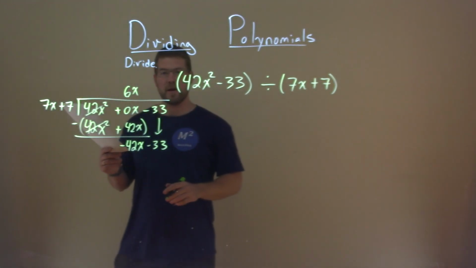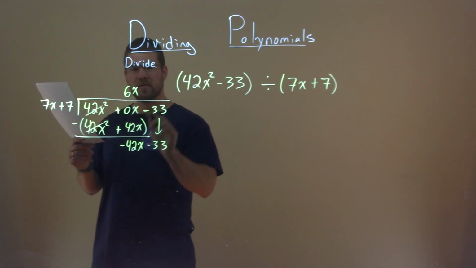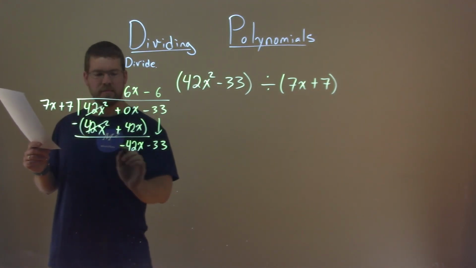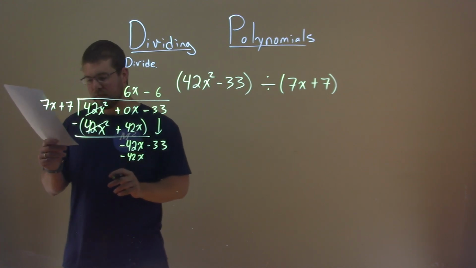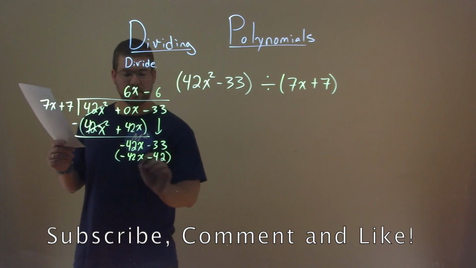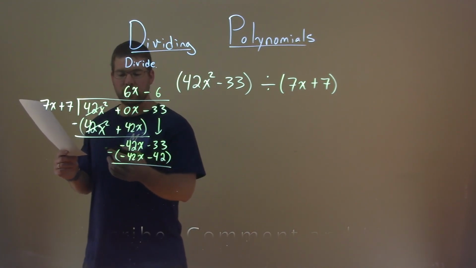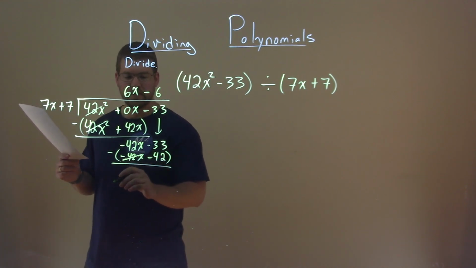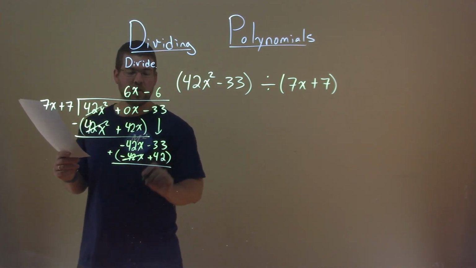And now we need to do it again. What times 7x gets us a negative 42x, and it's a negative 6. Negative 6 times 7x is a negative 42x. Negative 6 times a positive 7 is a negative 42. We're now subtracting all of that from what's above it. Negative 42x minus a negative is like adding a positive, cancels it out. Same thing here. Negative 33 minus a negative is like adding a positive 42.